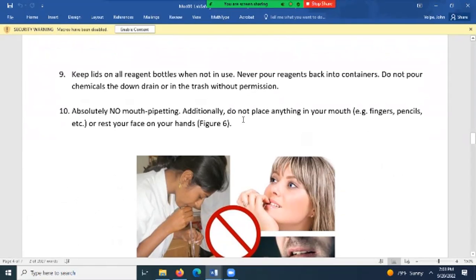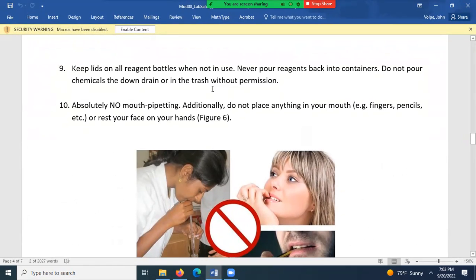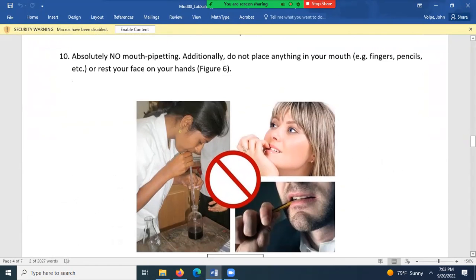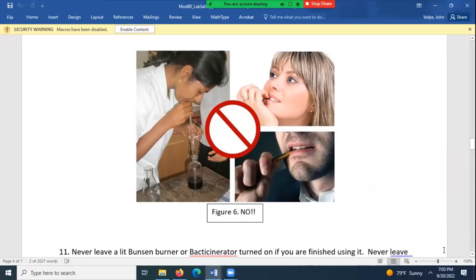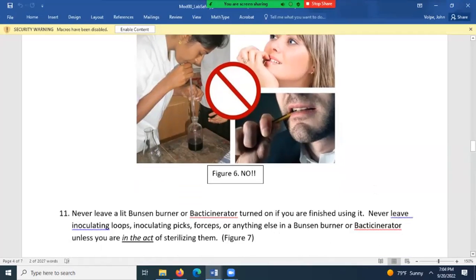All reagent bottles as well as organisms should be kept covered when not in use. Don't pour chemicals down the drain without getting permission, and generally do not put chemicals in the trash. No mouth pipetting. We have a bulb to work with pipettes. Don't stick things in your mouth while you're in the lab.